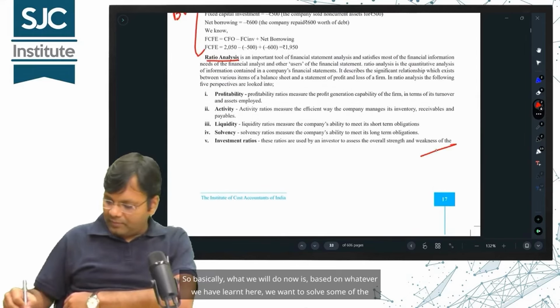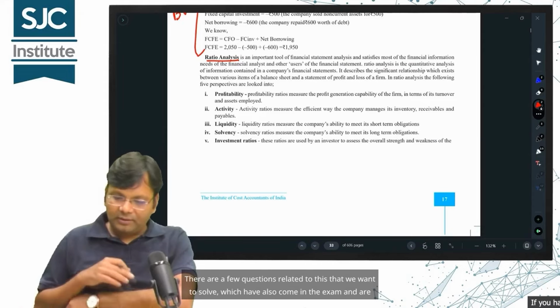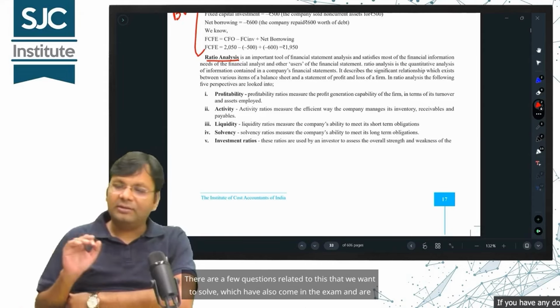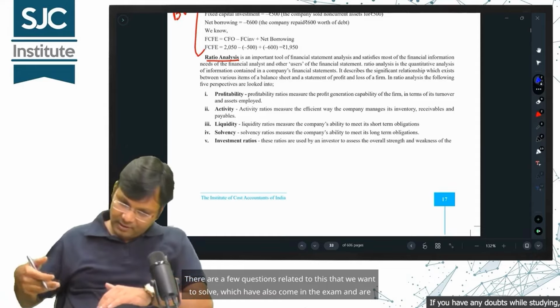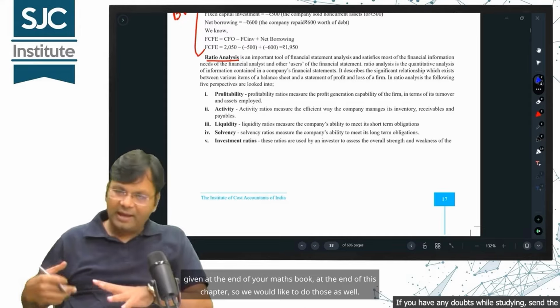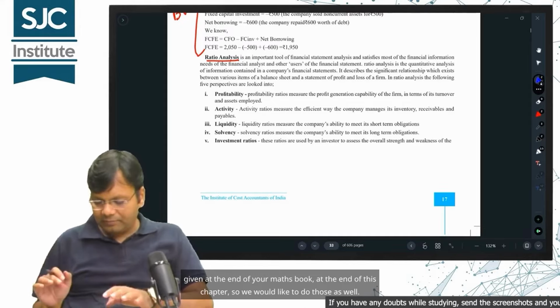So basically, what we will do now is, based on whatever we have learned here, we want to solve some of the questions related to this. There are a few questions related to this that we want to solve, which have also come in the exam and are given at the end of your maths book at the end of this chapter, so we would like to do those as well.